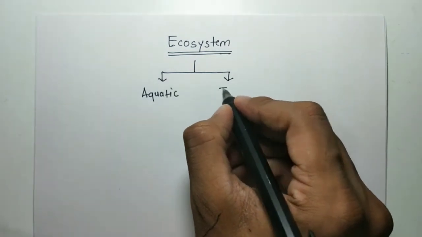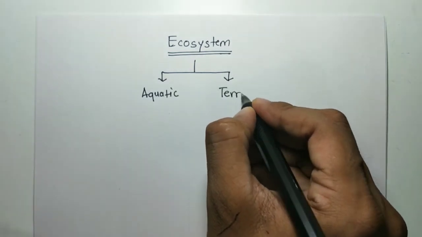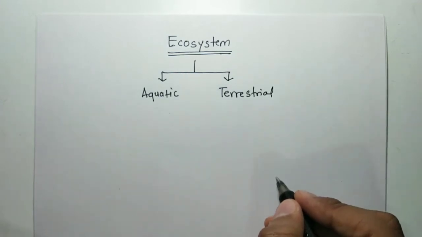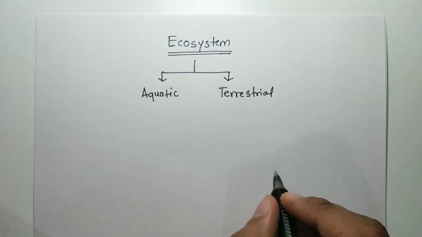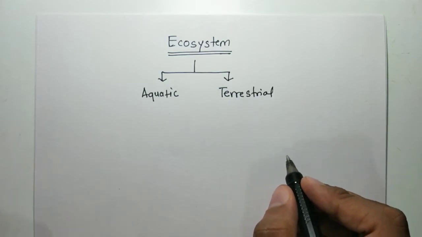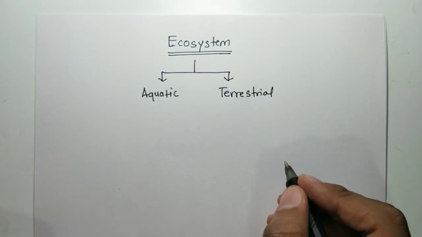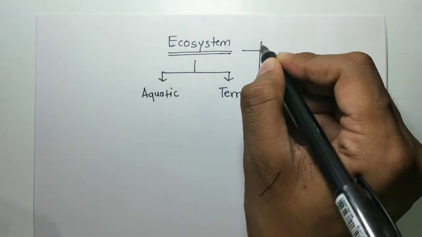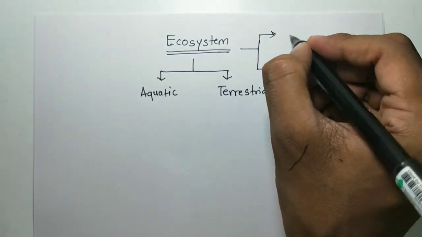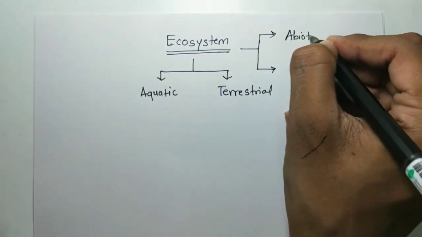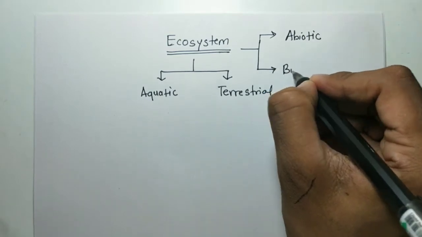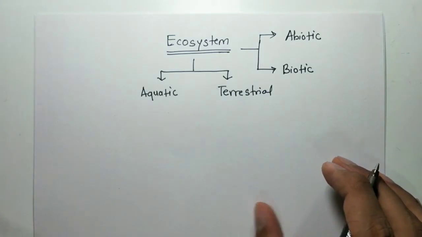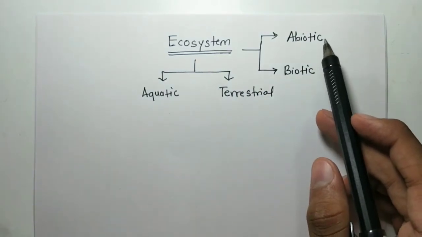Aquatic and terrestrial ecosystem. And ecosystems have two components, two important components. These two components are abiotic components and biotic components. Okay, what does abiotic mean?